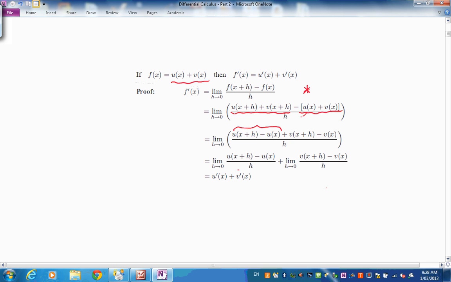So here, let's put the u of x with the u of x plus h, and group up the v of x plus h with the v of x there. Put those two together, because then what do you notice?